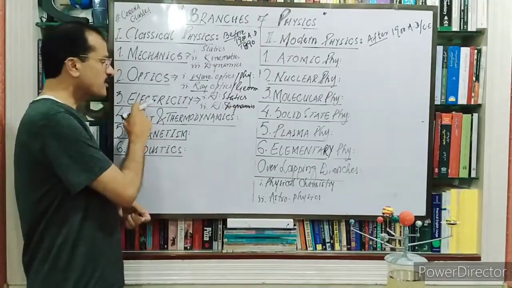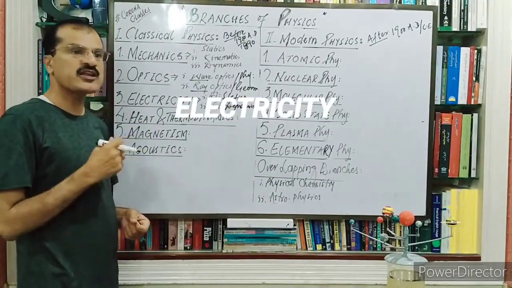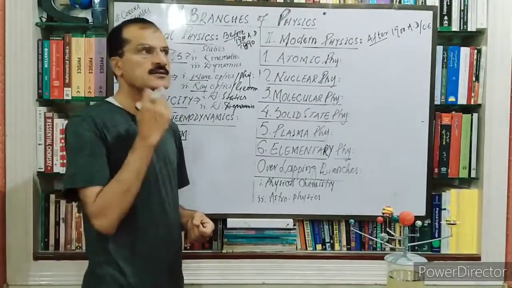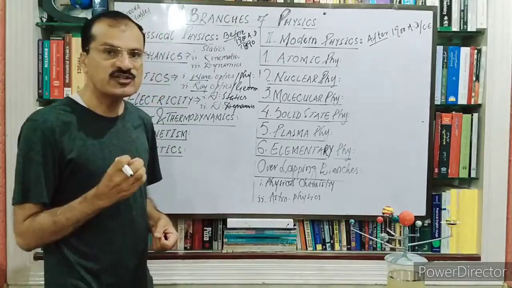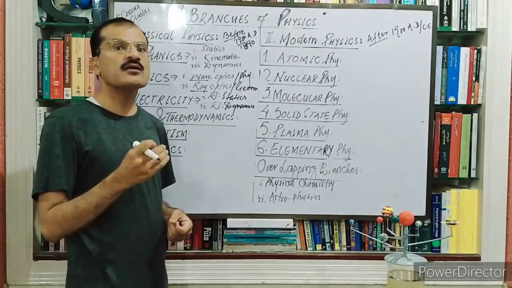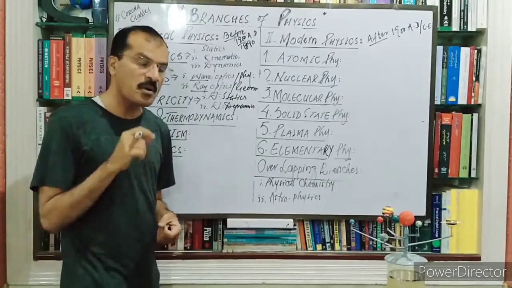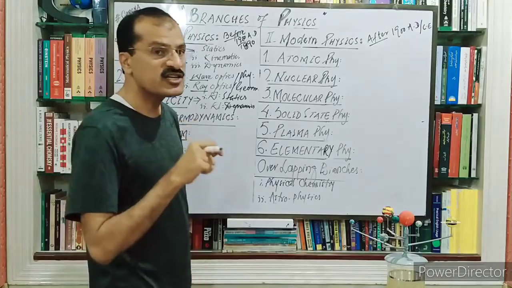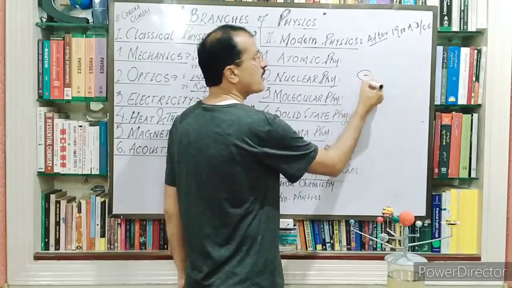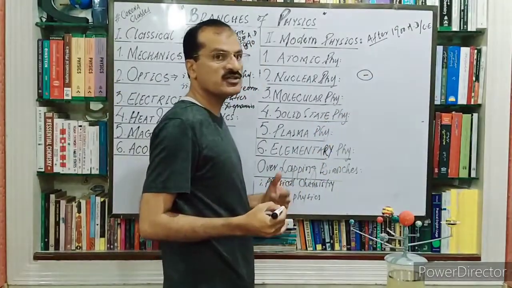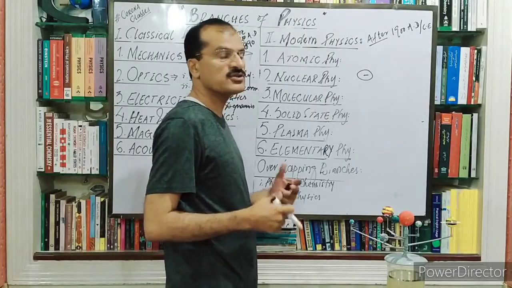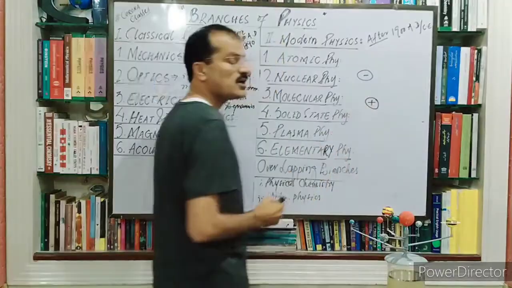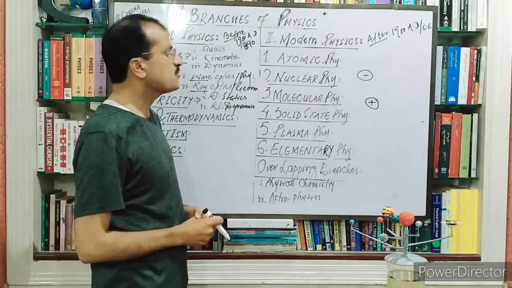Now the third branch is electricity. Electricity means the study of electric charges. And what is electric charge? Electric charge is the property of elementary particles by which they either attract or repel one another. Such a property was observed on the electron, so the electron is a charged particle, and we say it is negatively charged. Proton also has charge, and it is known as a positively charged particle.